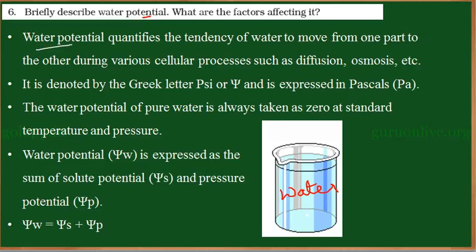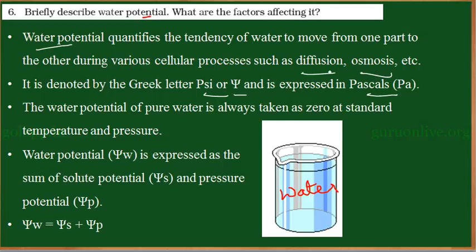So the measure of free energy available in water is called water potential, and this is denoted by the Greek letter psi, and the unit to express water potential is pascals. So megapascals, kilopascals, these are the units represented for water potential. In plants, water potential is used for the movement of water from one region to another, through the process called diffusion and osmosis. Both diffusion and osmosis depend upon the water potential.